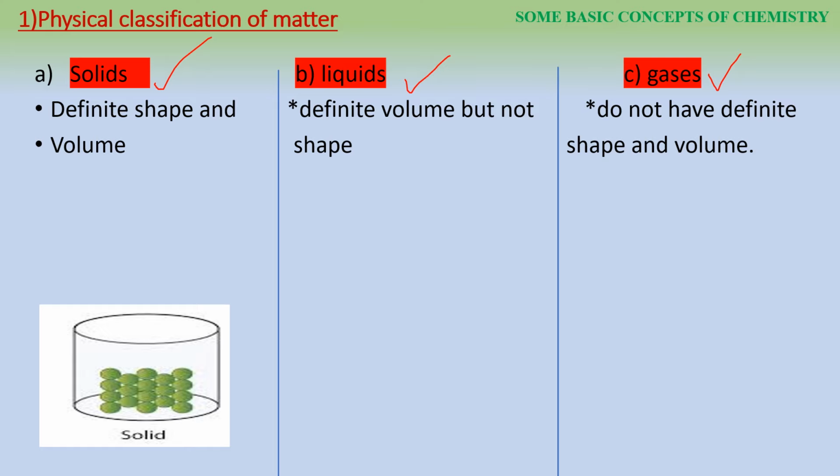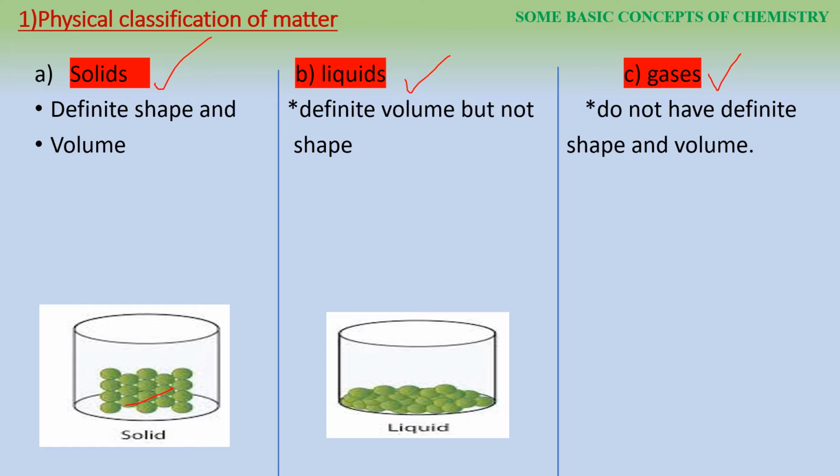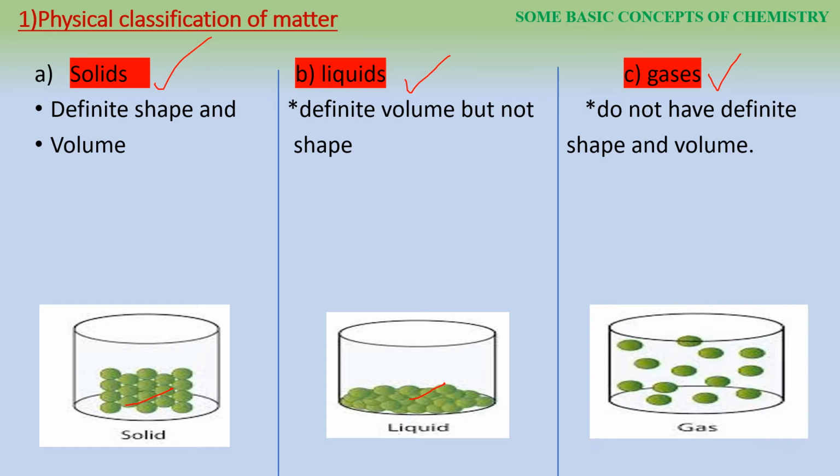So here, consider these as particles. These particles are closely arranged in the case of solids. Here in liquids, comparatively, when we compare these particles with the solid, they are loosely arranged. Then gases. In gases, particles are randomly arranged. Here one particle, here one particle. Between them we have space, more space between particles in gases. Okay, that's why they do not have definite shape.